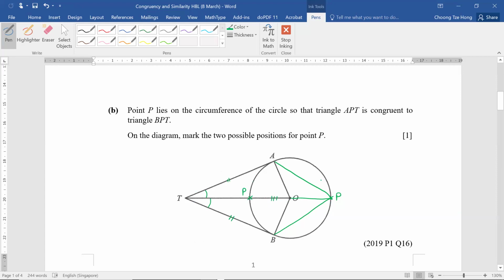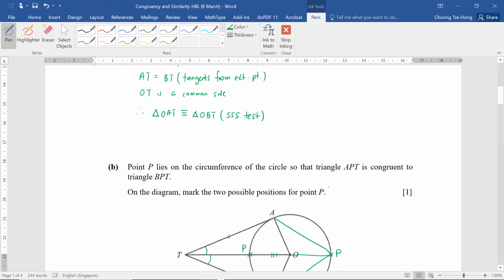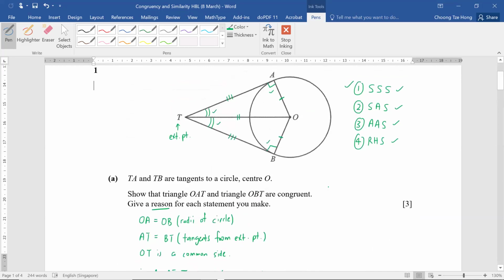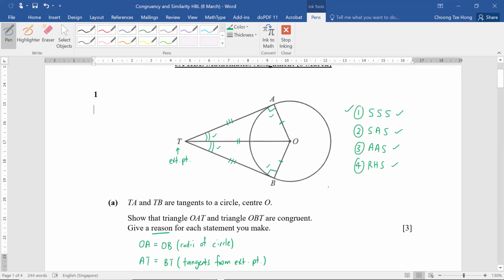So this is a paper one question on congruency. It's not too difficult, but it shows that you need to know the tests for congruency very well. Then when you start the question, you try to identify sides or angles that are equal, and then you start to narrow your choice of test from there. But in this case, like I mentioned, this question is unique whereby all four tests can actually be applied.